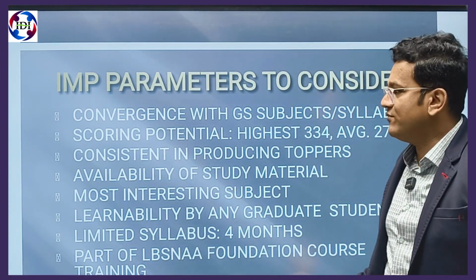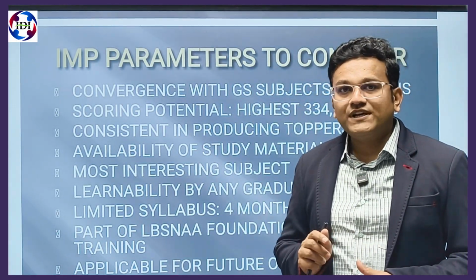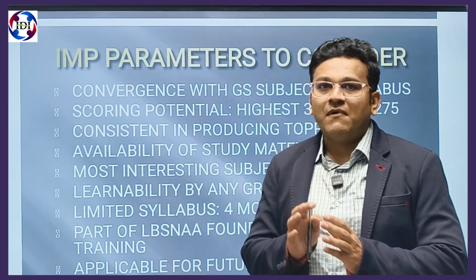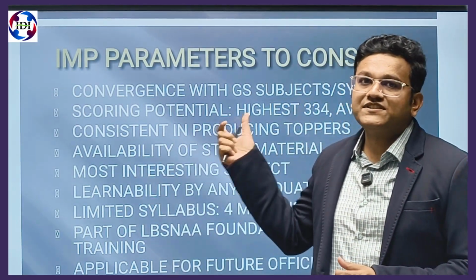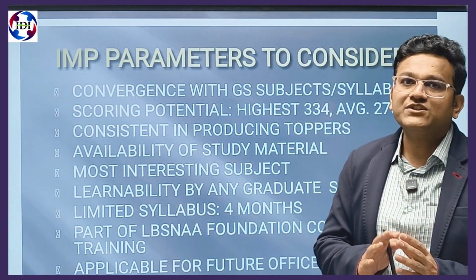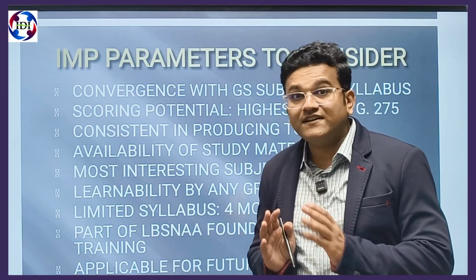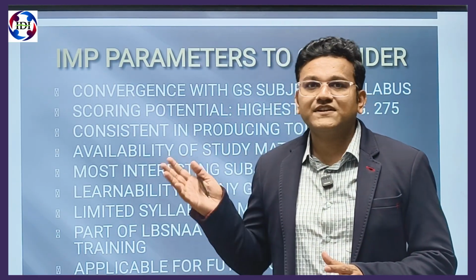First and foremost important factor is convergence with the GS syllabus. How much marks any optional has converging with the GS syllabus. So in case of public administration, that convergence is of 250 marks. Yes, 250 marks. It's a humongous convergence with the GS syllabus.